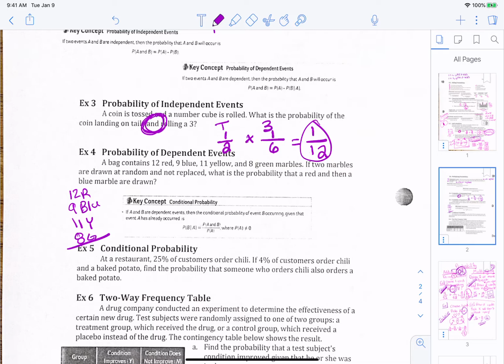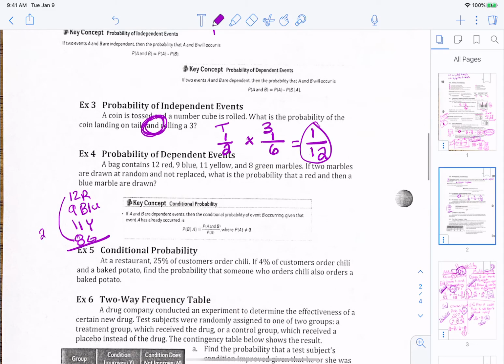Okay? So I see numbers that are really easy to add. 8 and 12 add up really nicely. What's that come out to be? Oh, well, 20? 9 and 11 add up really nicely. That is another 20. So 40 total.